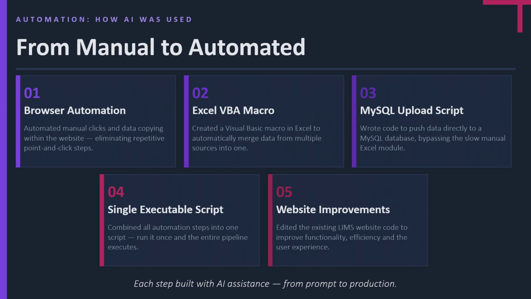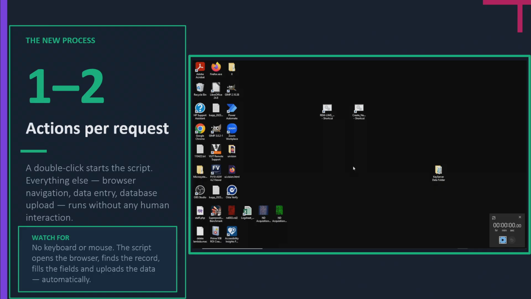And then what I wanted to happen is I wanted to have just a single executable script, something I could double click, run that automation, and I don't have to touch anything. And the final thing I used AI for was to improve the website. I'd built the website, but AI helped me streamline it, make it more efficient, and make it more functional. So after I used AI to do the automation and everything else, I went from 20 plus steps to 1 to 2. And one of those steps is double clicking the file to start the process. So you can see that's a pretty big improvement.